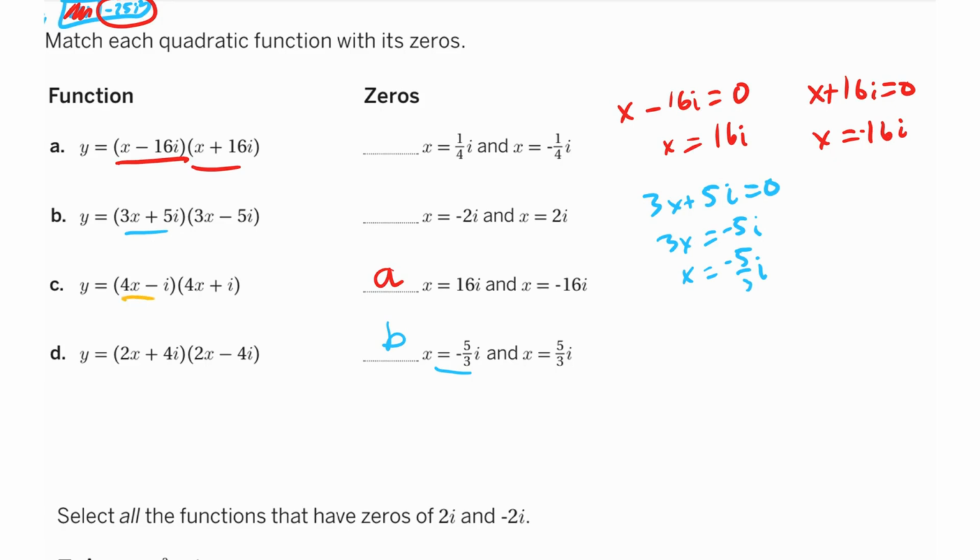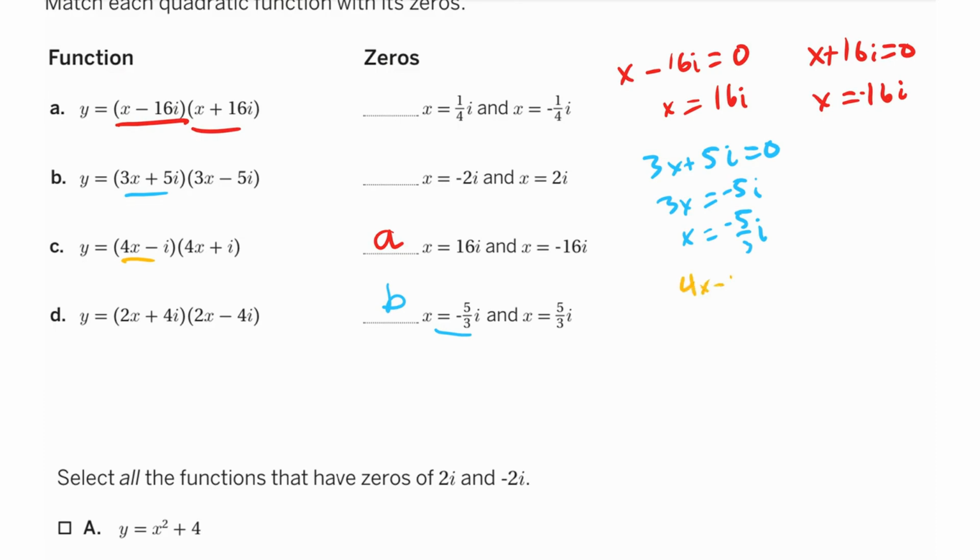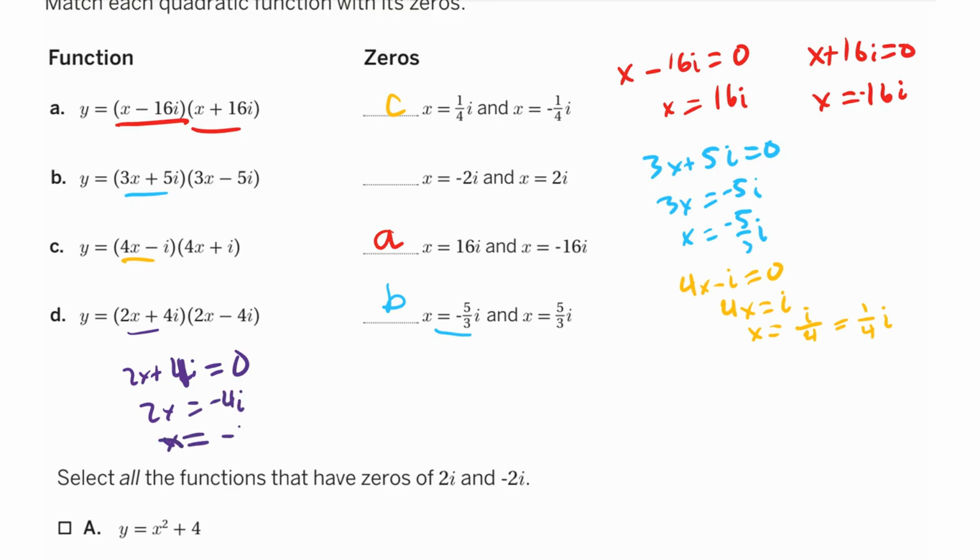So I'm really only solving one of these at a time here. For x minus i equals 0, I add i to both sides, I divide by 4, and I get i over 4, which is the same thing as 1/4 i, which is here. And last but not least, 2x plus 4i equals 0. I subtract 4i from both sides. I divide both sides by 2, which gives me negative 2i, which is C, D, A, B.